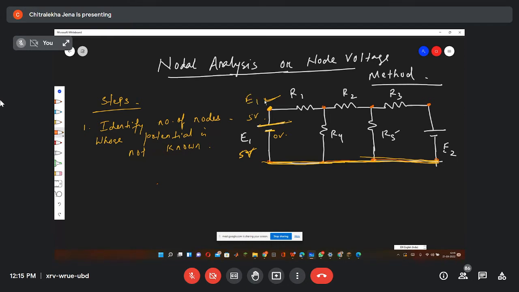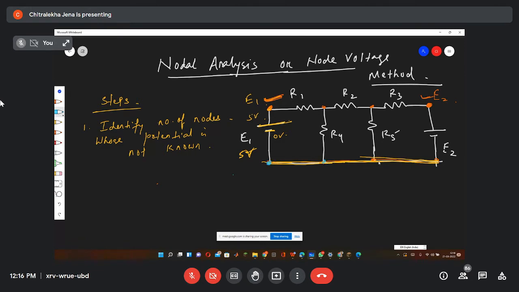The potential of this node is known to you. That is E1. Similarly, the potential of this node is known to you. That is your E2. E1 and E2 values will be given to you, so you can know the potential of this node and of this node. Am I clear to all of you? Yes, ma'am. Everything should be clear.